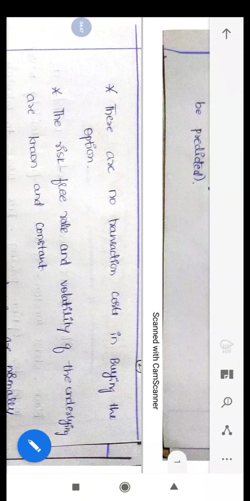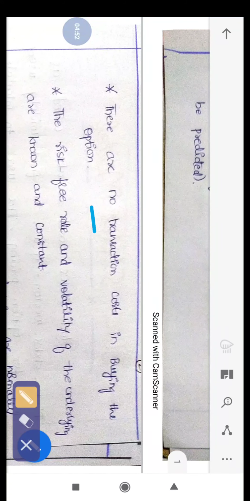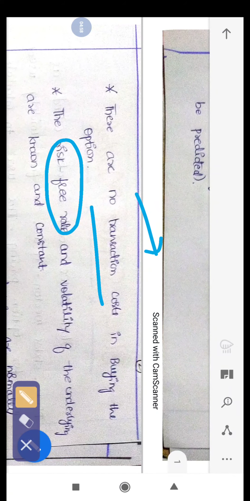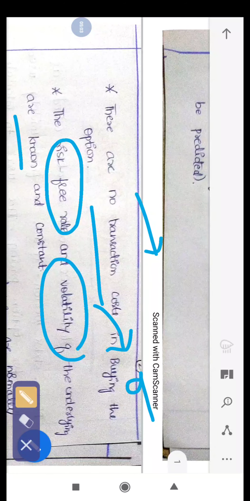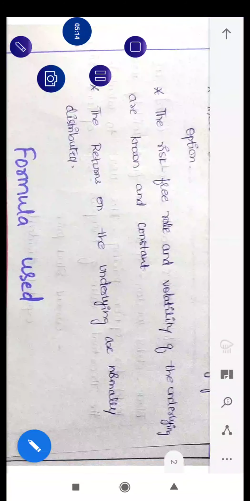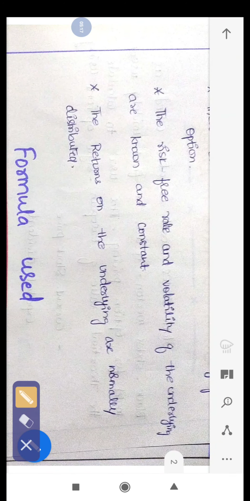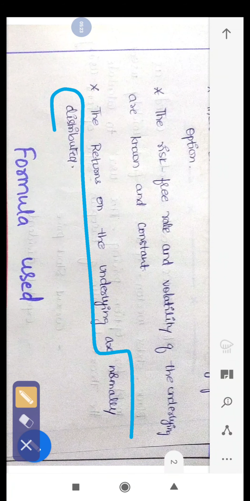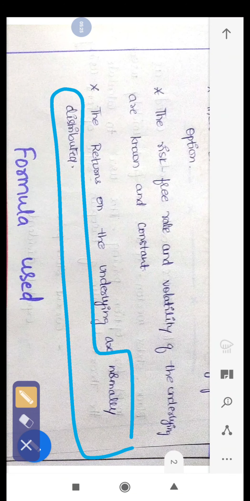Next, there are no transaction costs, like brokerage charges, commissions, etc. Next, there will be a risk-free interest rate, and the volatility will be known and constant. Volatility will be given by the experts, and the interest rate should be known. The returns that they get daily, up to the expiry, will be calculated with the help of the normal distribution.